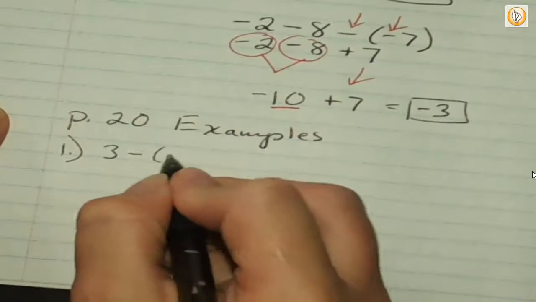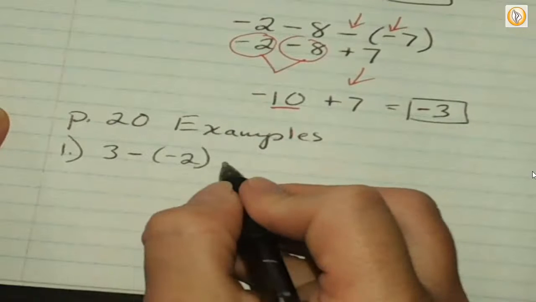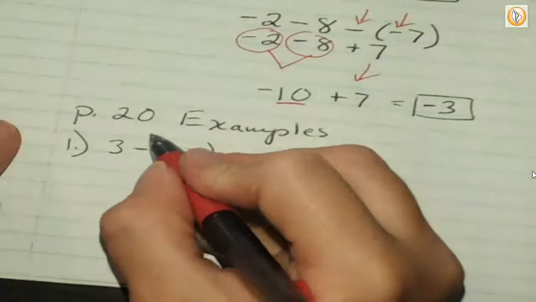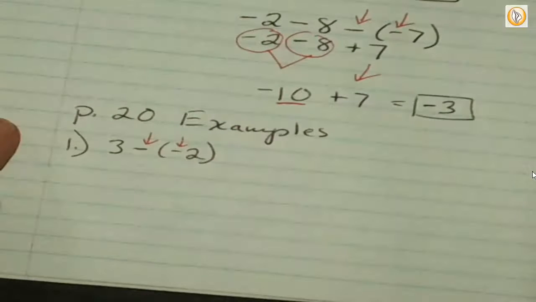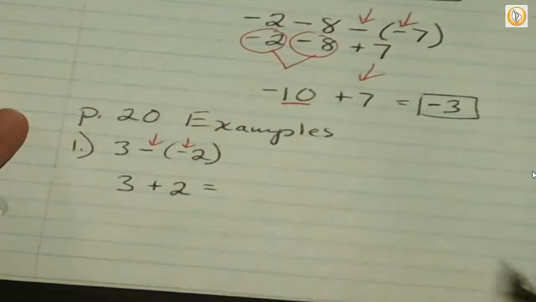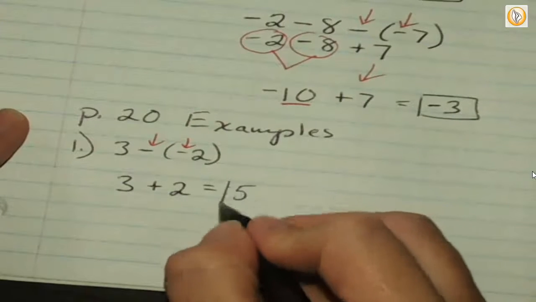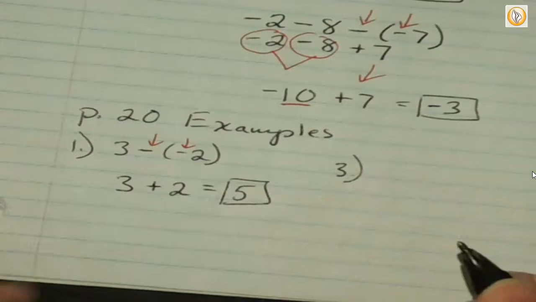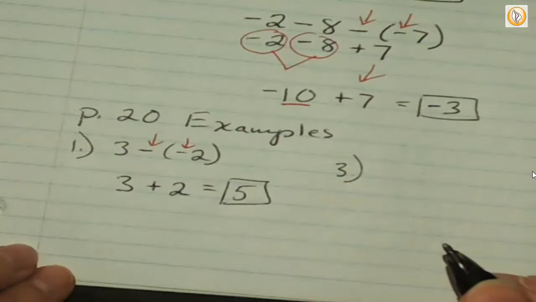3 minus -2. All right, Gabby. So we're going to change those two negatives to a plus sign. And what do you get? 5. Good job, Gabby. Emily, you've already had a turn, so I won't bug you.